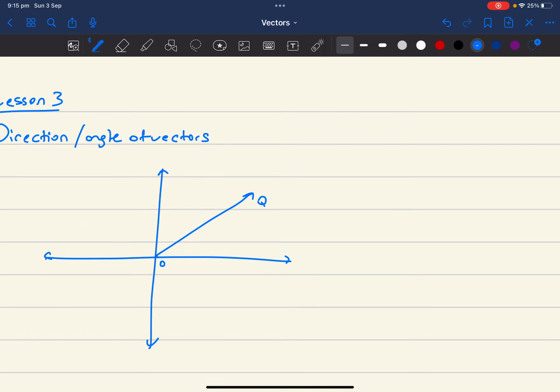Let's say the vector OQ is given by 3i, and then plus 4j, right? So it is going horizontally by 3 and vertically up by 4, as you can see, right? So how can I find the angle, which is this, theta, right?